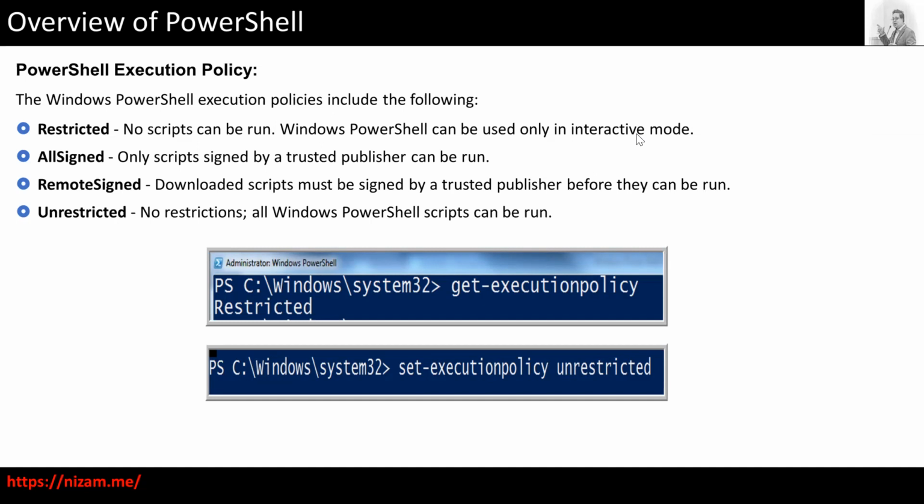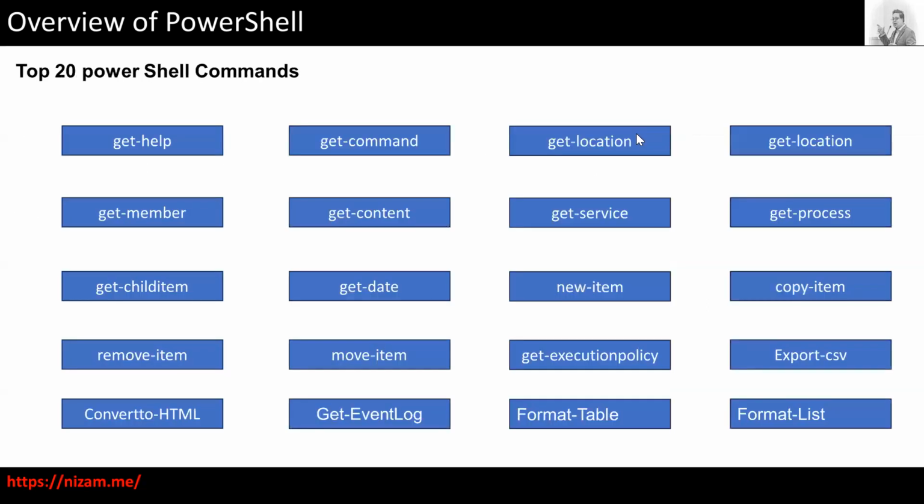Now let's say I'm a developer, a DevOps engineer, or a network administrator. I need PowerShell to run. I mean, it's scripting. I want to run a PowerShell script, so I want to change the policy. To change the policy, look, Set-ExecutionPolicy. I can say Set-ExecutionPolicy AllSigned, or Set-ExecutionPolicy RemoteSigned, or Set-ExecutionPolicy Unrestricted. Okay.